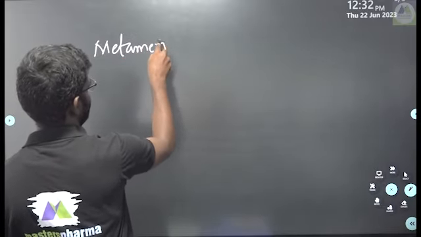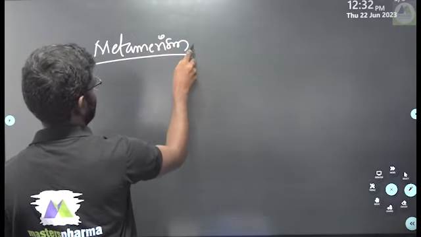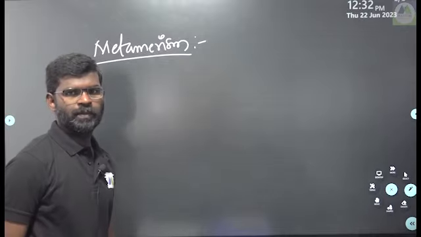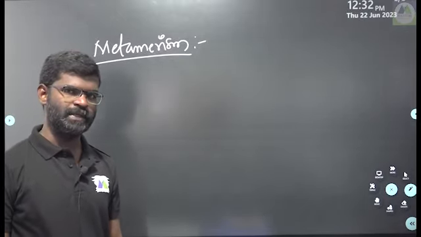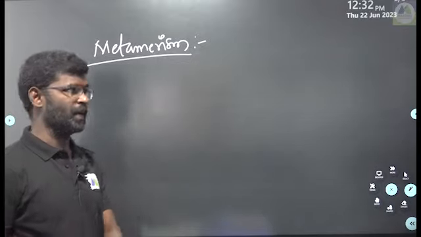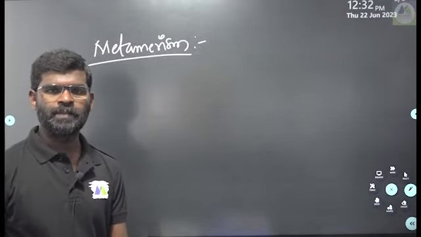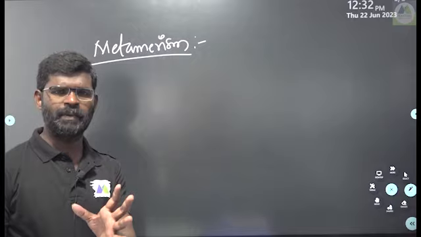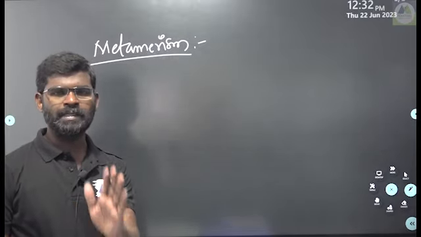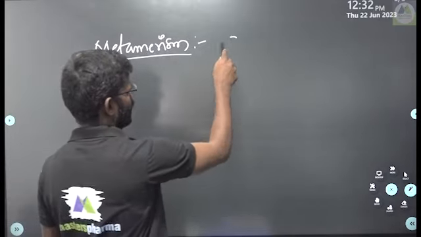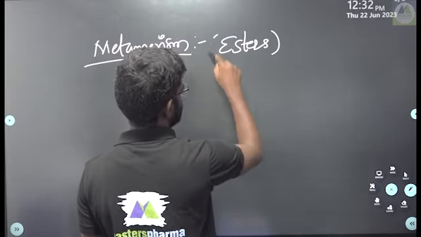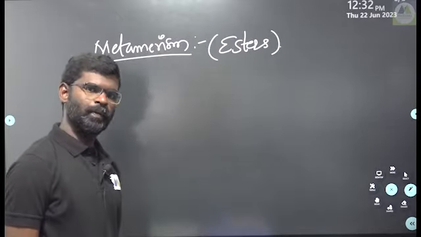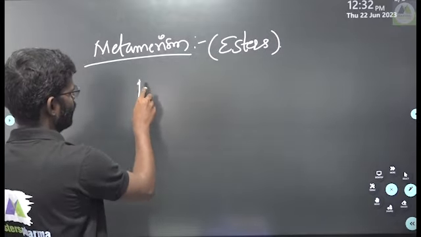This is somewhat different but very easy. Metamerism. Many of the students are confused because there is a meta position in the benzene ring. There is no relation between that meta and the metamerism here. So for metamerism, just remember that metamerism occurs in esters only. Okay, ester. What is the formula of an ester?